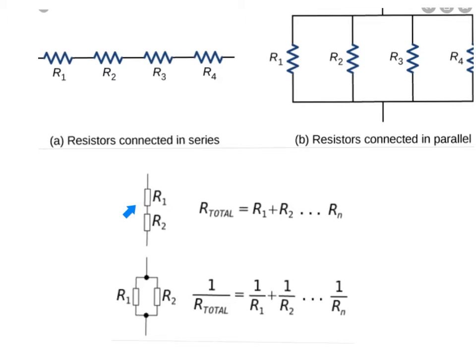So when we calculate resistors connected in series, the total resistance will equal resistor 1 plus resistor 2 plus resistor 3, and so on.